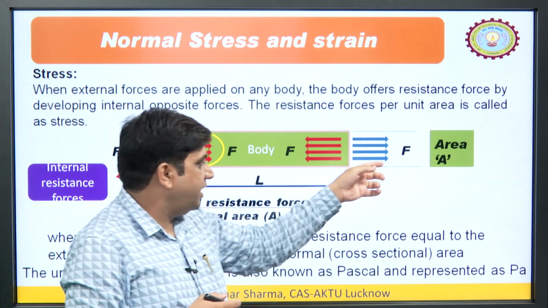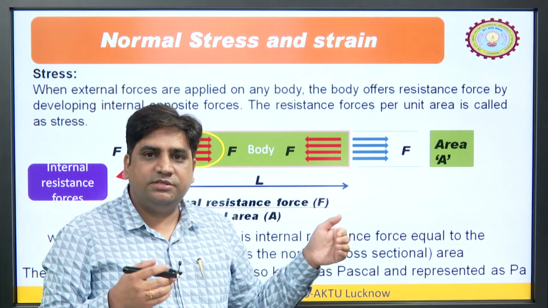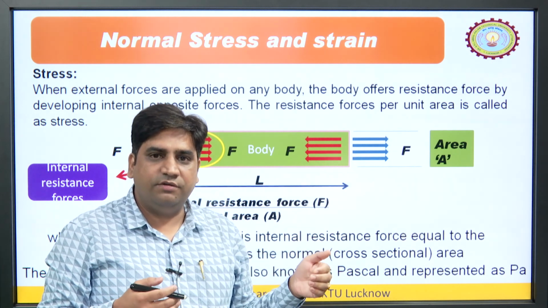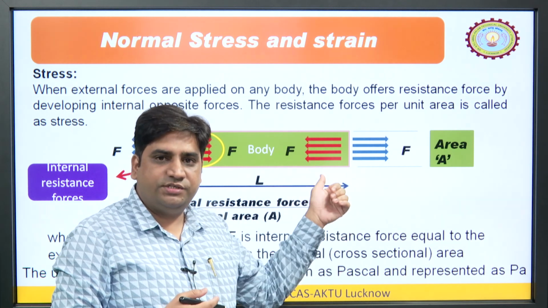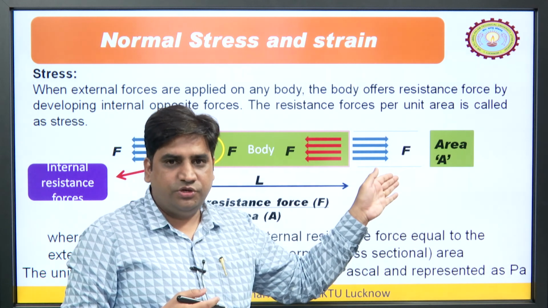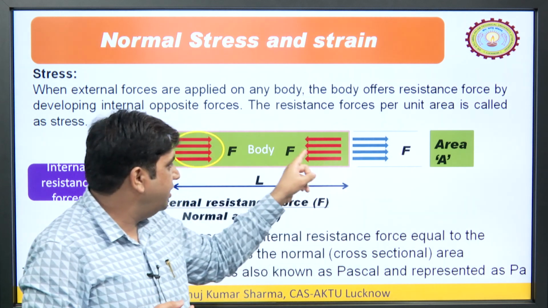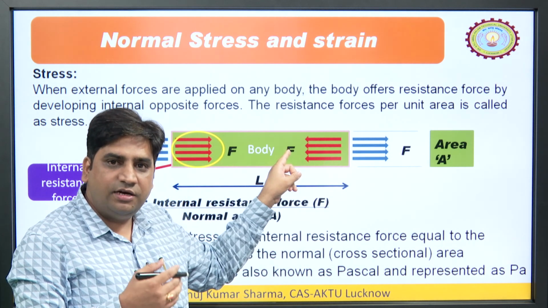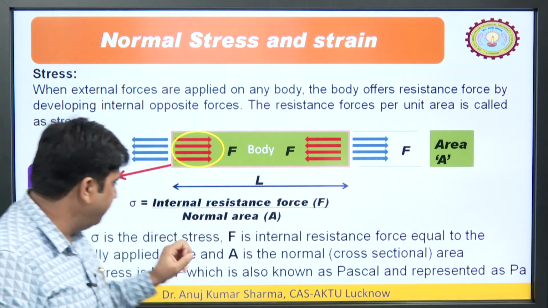If we are trying to establish equilibrium, or we can say the body is strong enough or rigid enough, it generates the same amount of stress as the pressure the external force applies on the object. That is why we see here that we are applying F force and we are getting the F internal resistance force. This internal resistance force divided by area will give you the stress.